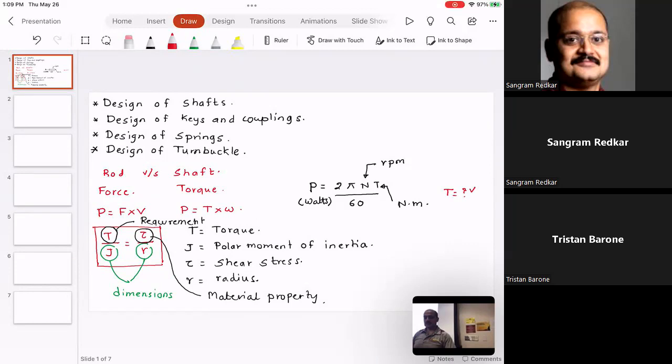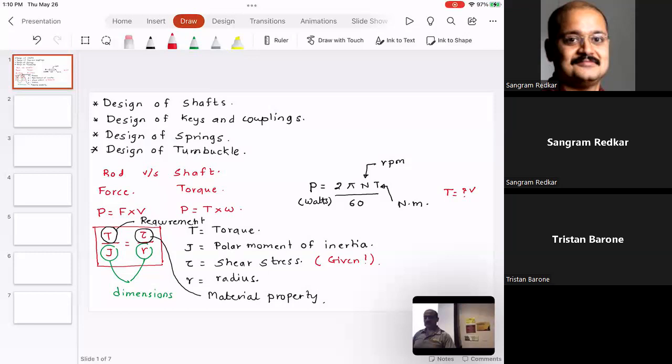Second thing is, sometimes they will specify the material, whether the shaft is made up of mild steel, alloy steel, or some special purpose material. So the tau value will be given to us. Based on the value of T and the value of tau, we have to find out the value of J or R. That means we have to find out the dimensions of the shaft. And that's all we are going to do.